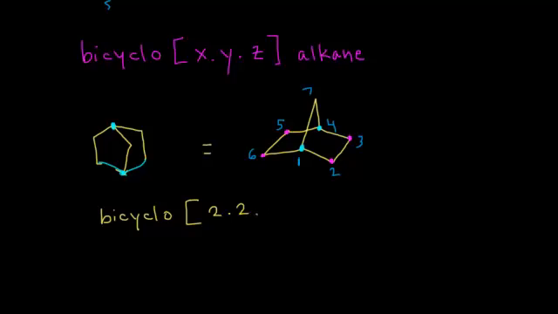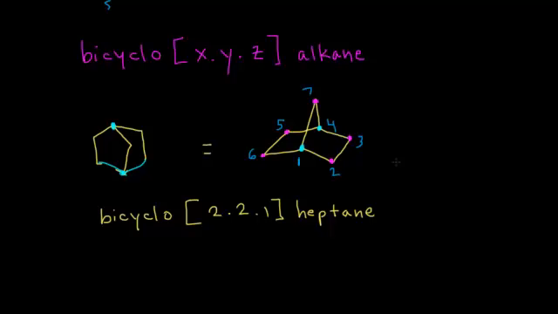And then my shortest path. How many carbons are there in my shortest path, not counting my bridgehead carbon? There's 1. So I put a 1 here. So I have bicyclo 2,2,1. And then my total number of carbons is 7, so this is a bicyclo heptane molecule. So bicyclo[2.2.1]heptane would be the official IUPAC name for this molecule.